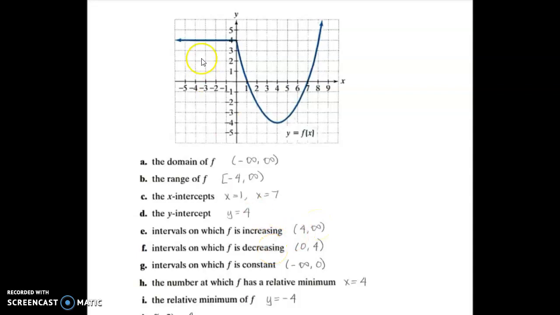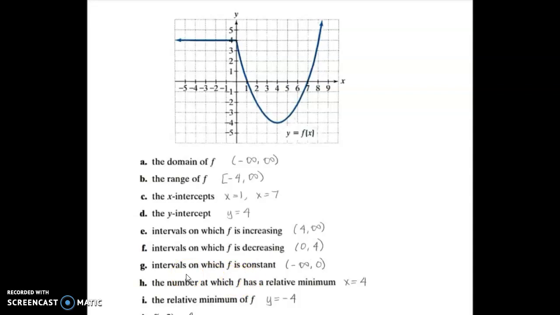Intervals on which f is decreasing. In other words, starting on the left, moving forward, it starts off constant. Once I get to this spot, which is an x value of 0, continuing forward from the x value of 0, we see decreasing behavior until we get to here, which is an x value of 4. So between the x values of 0 and 4, the graph decreases.